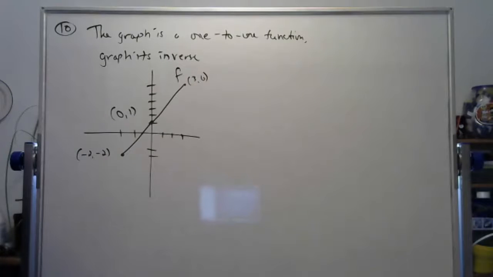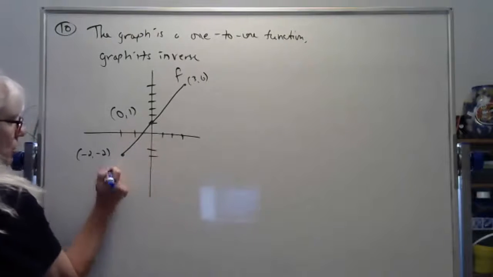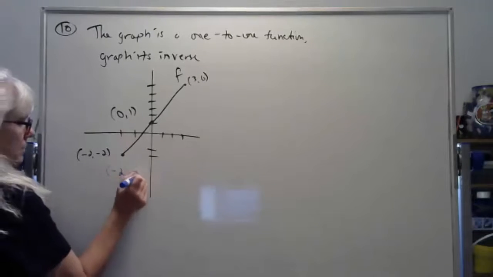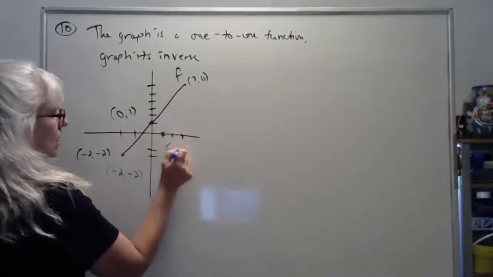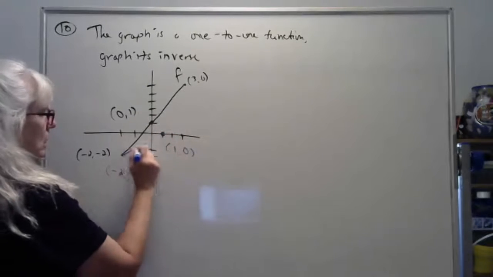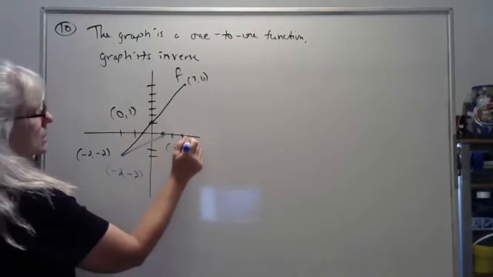Switch the X and Y's. Correct. And that's it. Do not change signs. You're just flipping the order. So we're still going to have the point that's at -2, -2. We'll now have a point at 1, 0. And then the other point is going to be at 6.